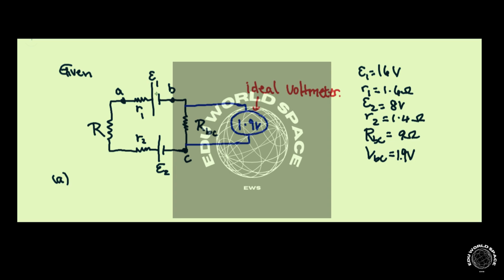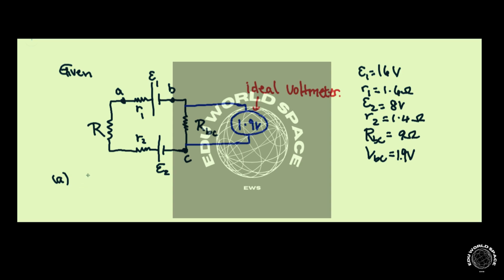And we're also told another new feature of this problem is that there's an ideal voltmeter that's connected across BC, and it reads 1.9 volts. And so I've just written here that VBC is 1.9 volts. And we're asked to find in part A the current in the circuit.